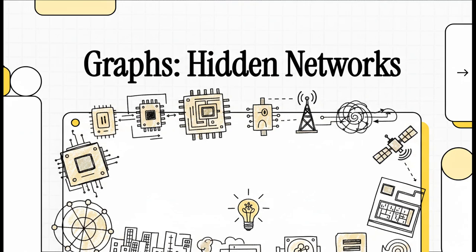You know, it's kind of wild when you think about it. Some of the most powerful technologies we use every single day, the ones that find the fastest route, connect you with friends, and even run the entire internet, are all built on a surprisingly simple idea. It's like a hidden network of connections, and today we're going to pull back the curtain and map it out.